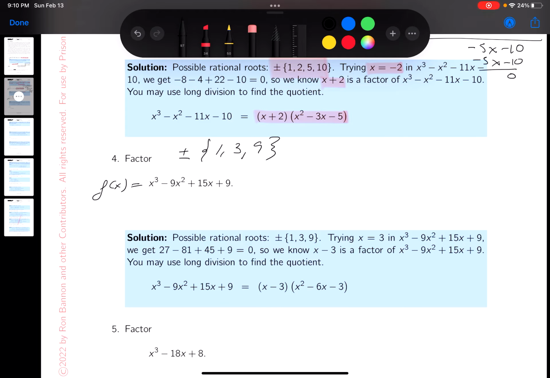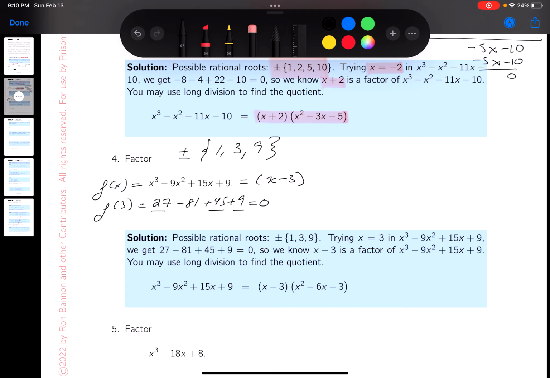Then you go on to 3. 3 is a little more challenging, by the way. I'll write this one down for you. You're going to get 27, let's see, minus 81 plus 45 plus 9. Let's take a look at that. And let's see, 27, 36, 81. This gives me 0. So now I know a factor. So if 3 is a root, the factor must be x minus 3.